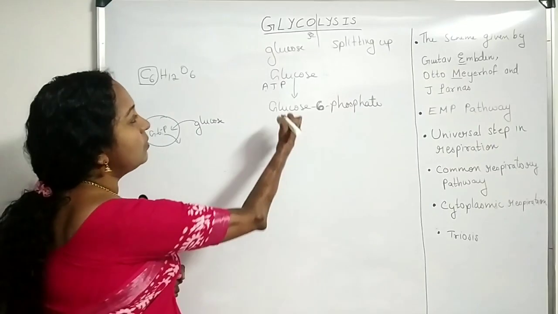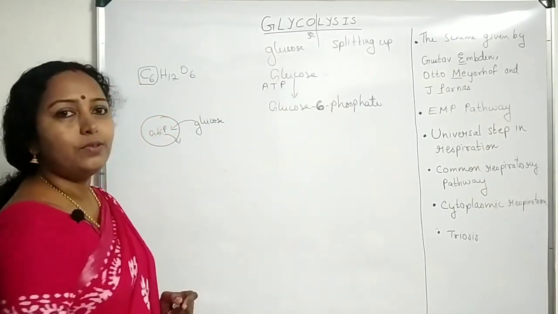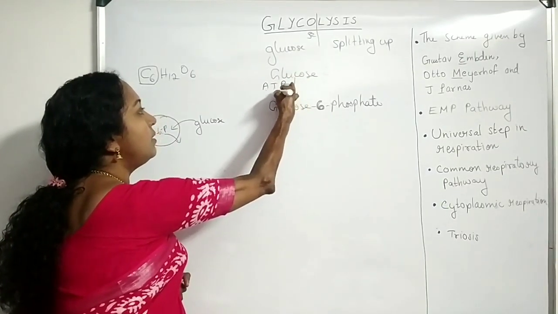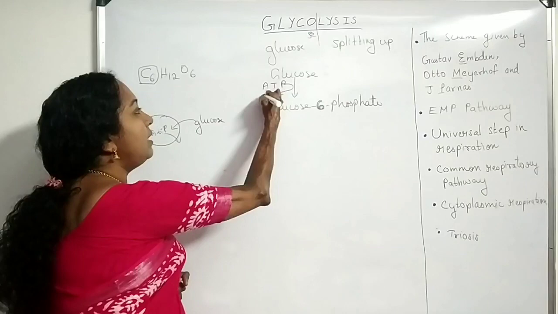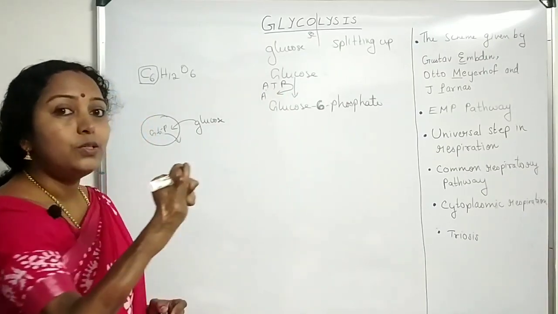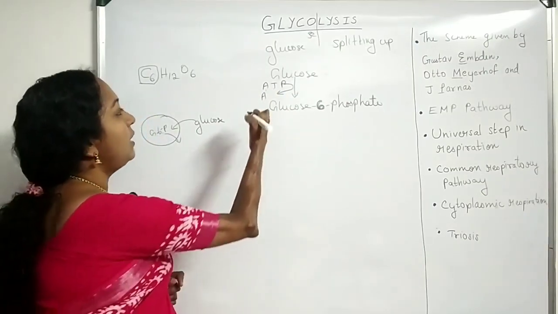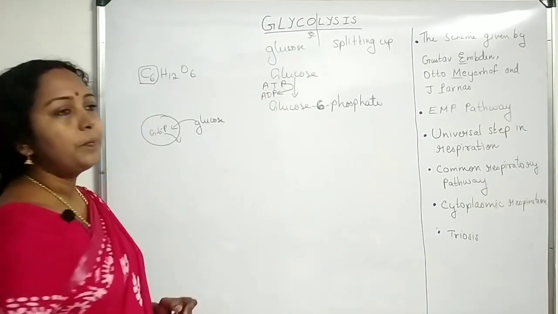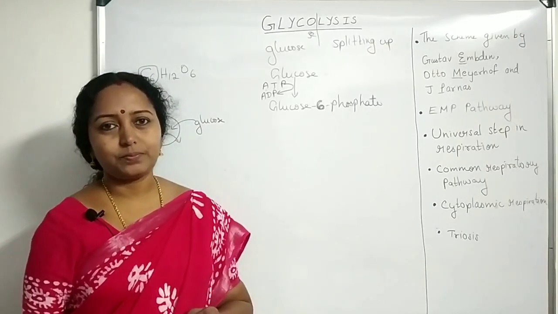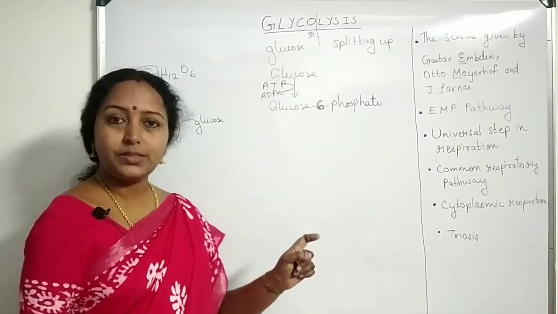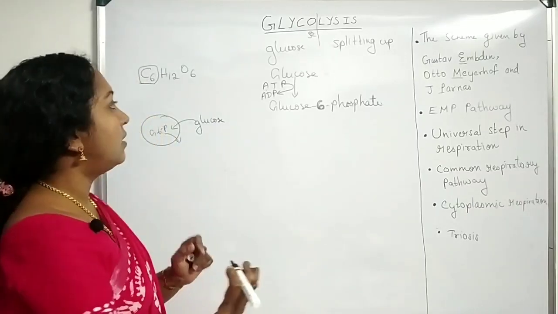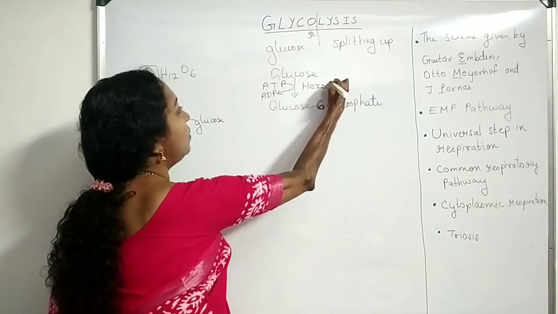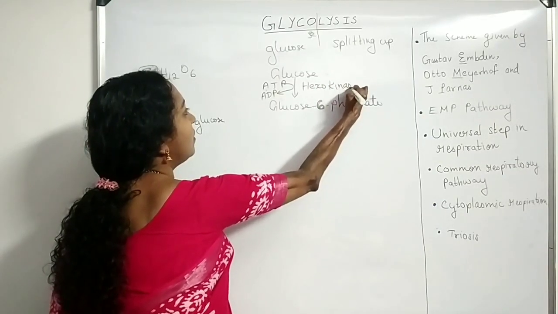So what happens to the glucose? Glucose will become glucose 6-phosphate. And what happens to ATP? ATP is losing 1 phosphate. So instead of triphosphate, it is having only 2 phosphates. So what do we call it? It becomes ADP, adenosine diphosphate. And this is not an easy reaction. For this, there is the help of an enzyme called hexokinase.